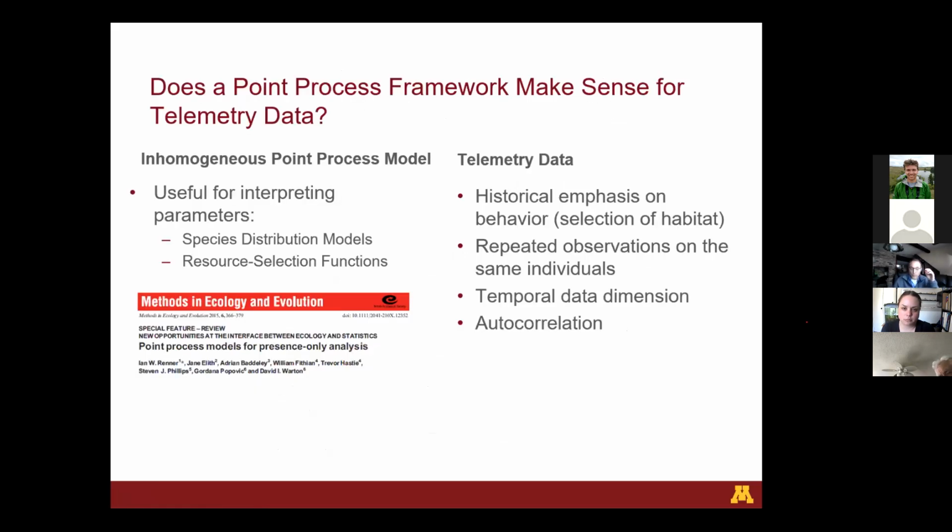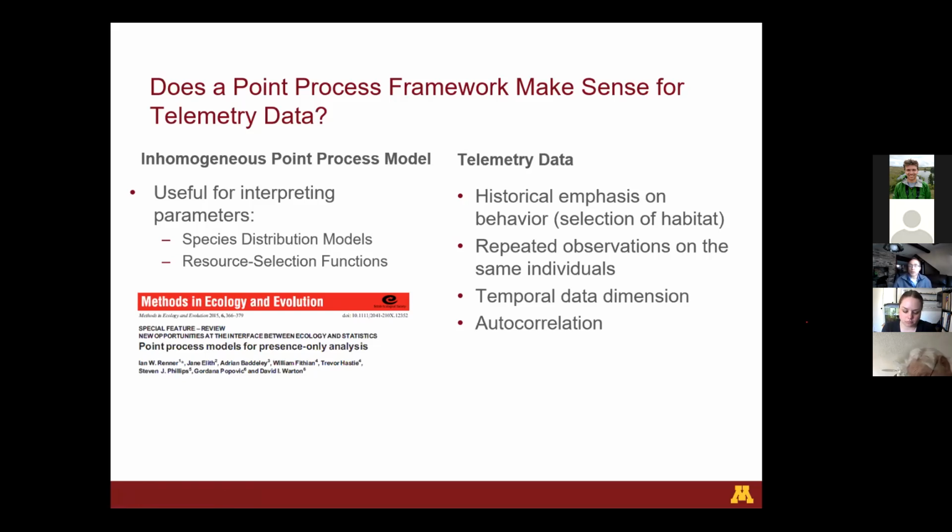Okay, so this framework, the inhomogeneous Poisson point process model framework, provides a useful way for interpreting parameters in common species distribution models, and also resource selection functions, which have been historically applied to telemetry data. But you might ask, does that framework really make sense?